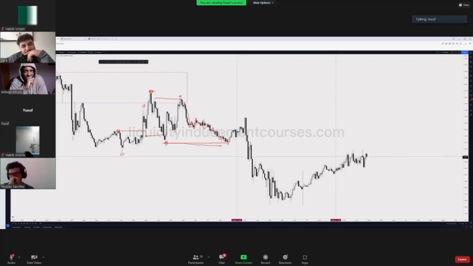So that was transactional liquidity there, isn't it? Then the correction happened. If you go to lower time frame, that's big BOS inducement mitigation here to continue higher. Can you guys see it?